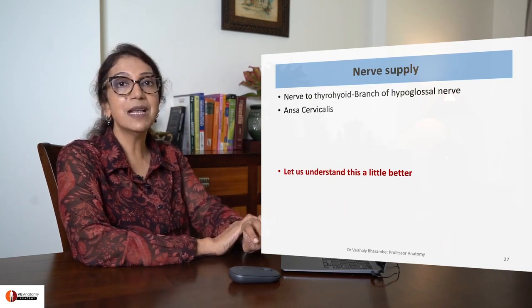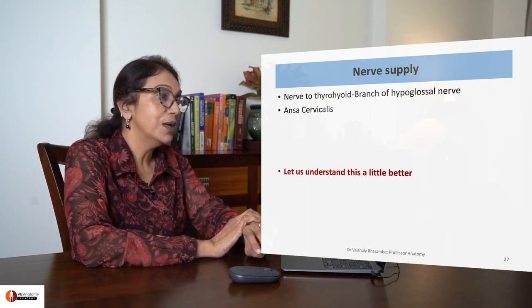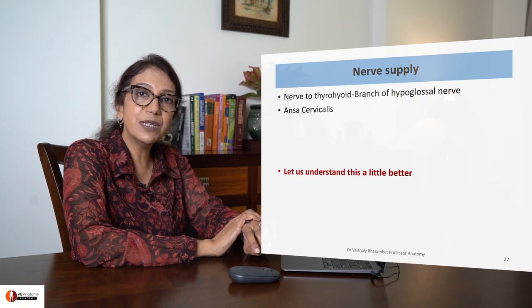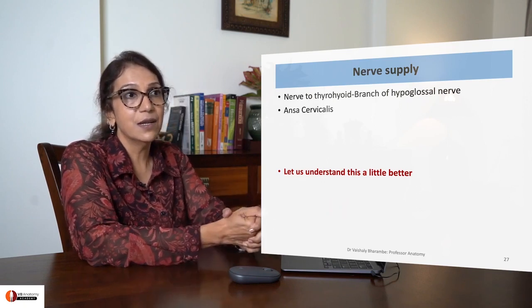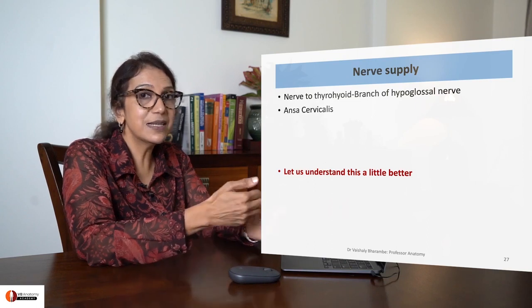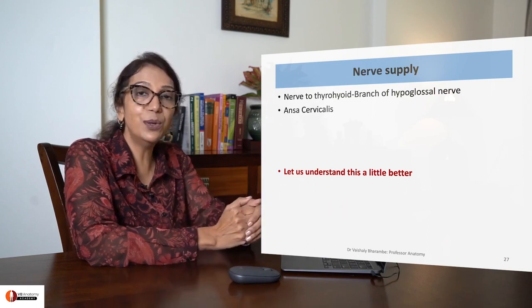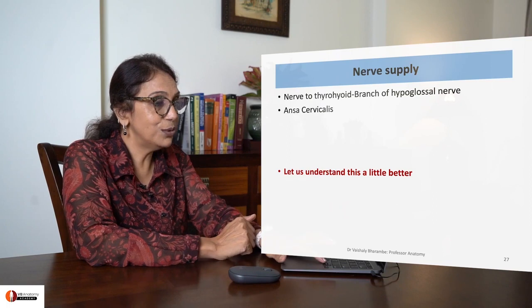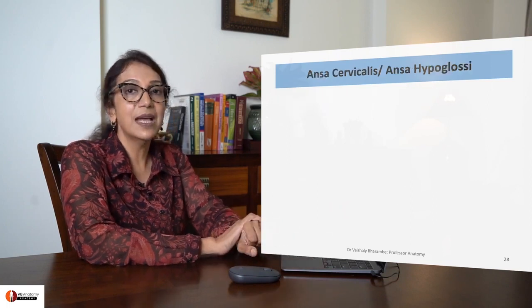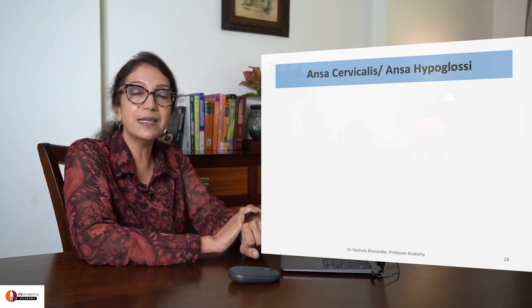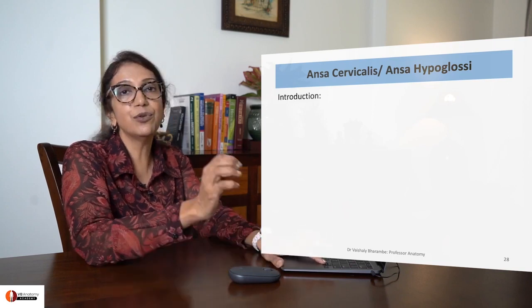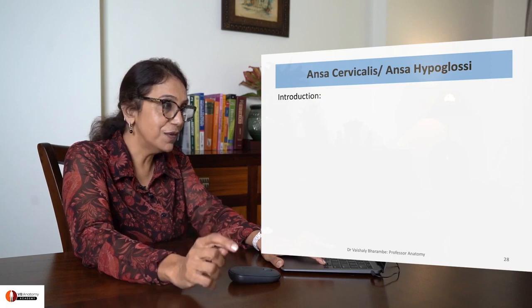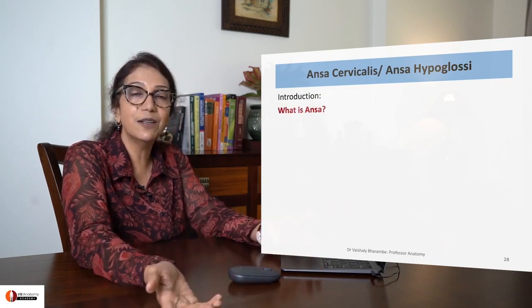These four muscles have nerve supply coming from one branch of hypoglossal nerve and another nerve called Ansa Cervicalis. What is there to discuss? Yes, there is a lot to discuss here. Let's move on to the last part of today's class, Ansa Cervicalis or Ansa Hypoglossi. As usual, what do I tell you? Introduce it to yourself. So first question, what is an Ansa?